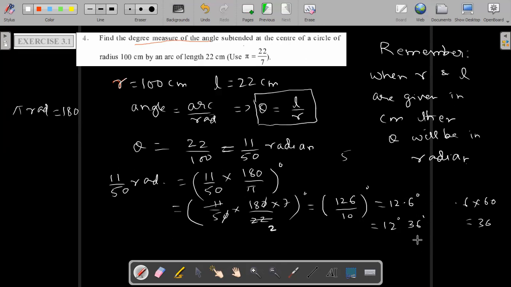If degrees and minutes are given and we have to convert into radians, then the minutes should be converted into degrees and then into radians. So this only you have to remember. Okay, got it?